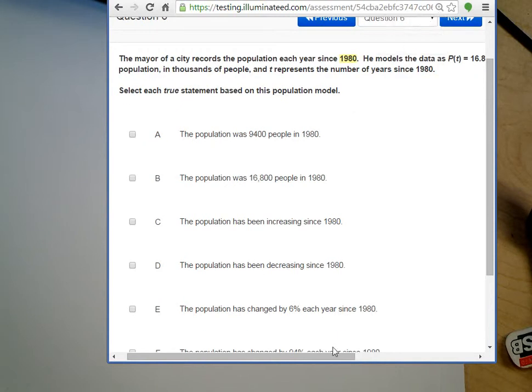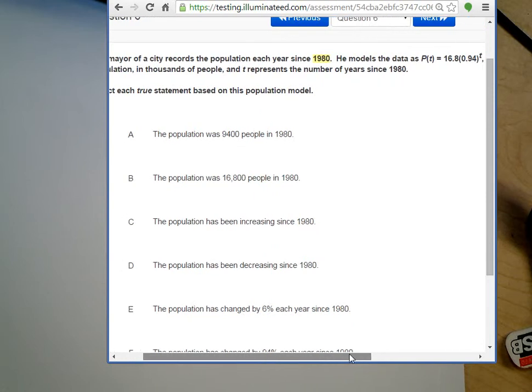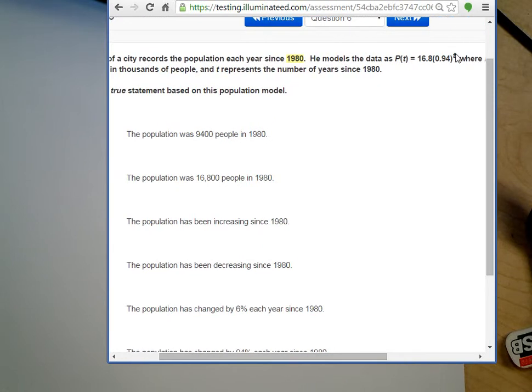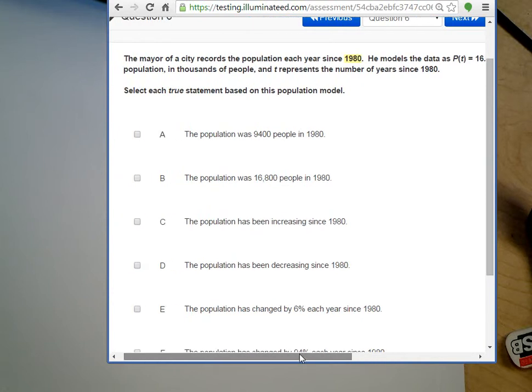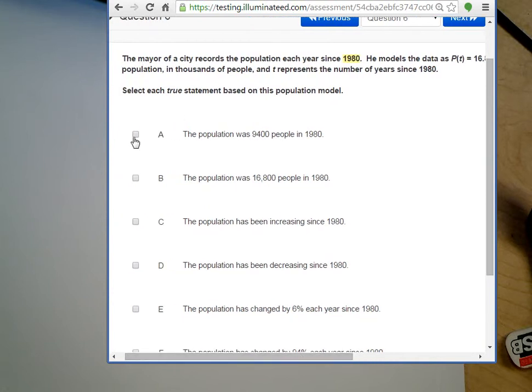And he has this equation to model the data. So T is the number of years since 1990, and the P is the population in thousands. So we want to figure out which statements are true. Now, whenever you guys have these square boxes, that means you're checking more than one. So there's always more than one answer for these. So let's go through these.